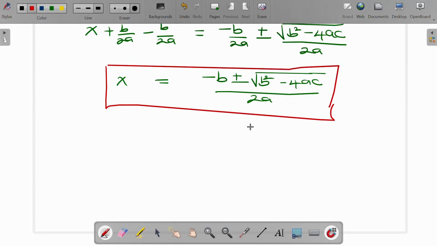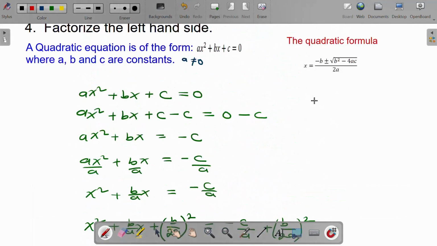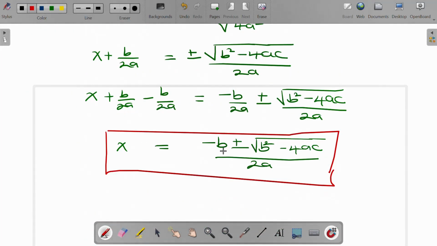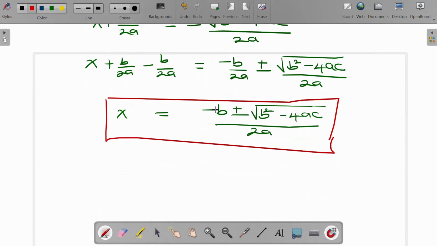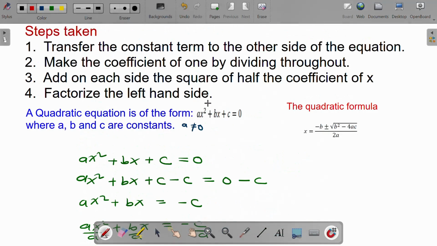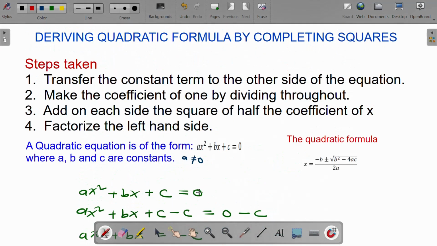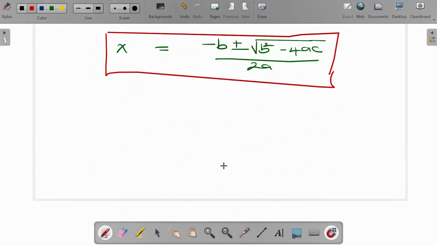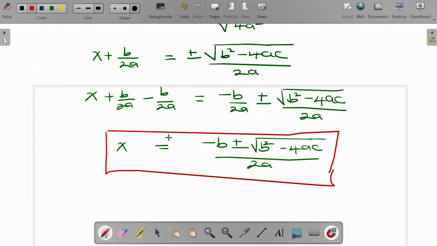So we have now derived our quadratic formula, as you can see here. It's the one we have. So if one wants to use this formula, you can just substitute in the coefficients on x squared, on x, and then the constant c, and then get the answer from there.